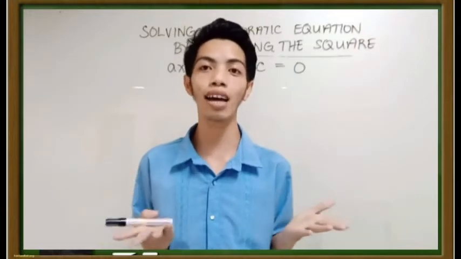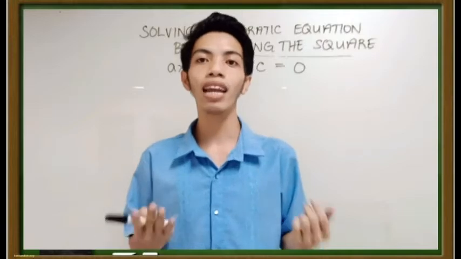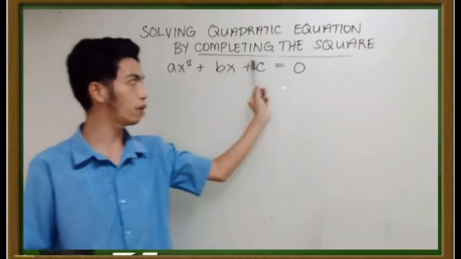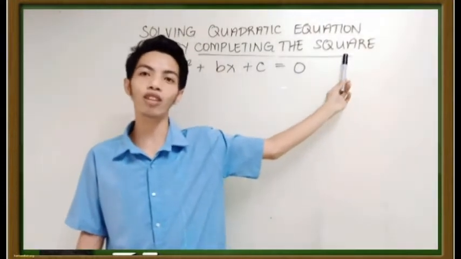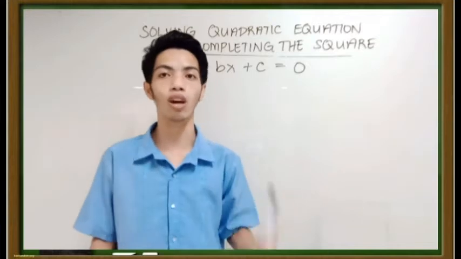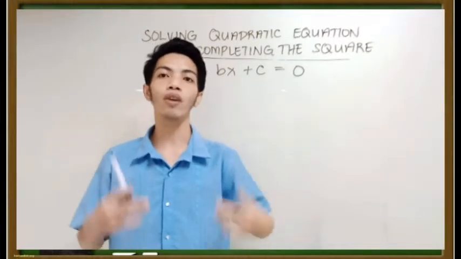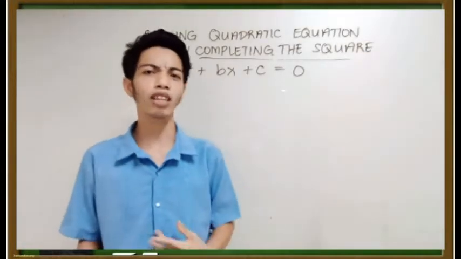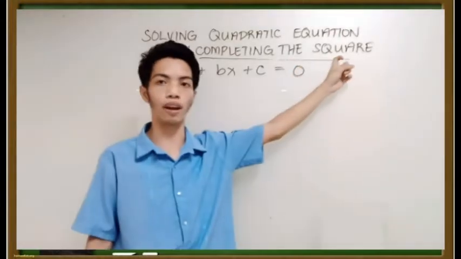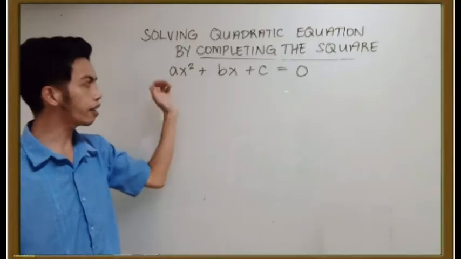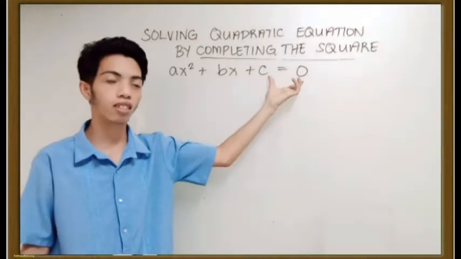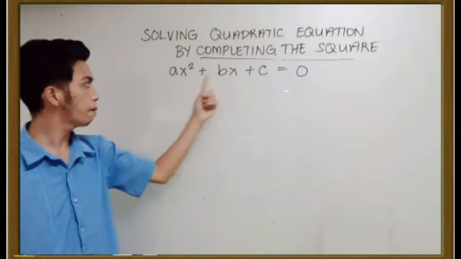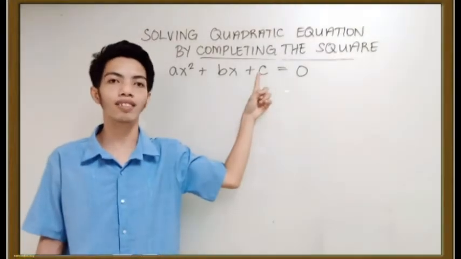At dahil maalam na tayo doon sa extracting the square root, let us now move on to solving quadratic equation gamit naman ang completing the square. So, kakailanganin natin dito ng application ng extracting the square root. So, ibig sabihin, i-apply natin yung extracting the square root in this lesson. Pero bago yun, alamin muna natin kung paano nga ba tayo magko-complete ng square. Okay? So, a quadratic equation is denoted by this standard equation, that is ax squared plus bx plus c, where a, b, and c are constants.